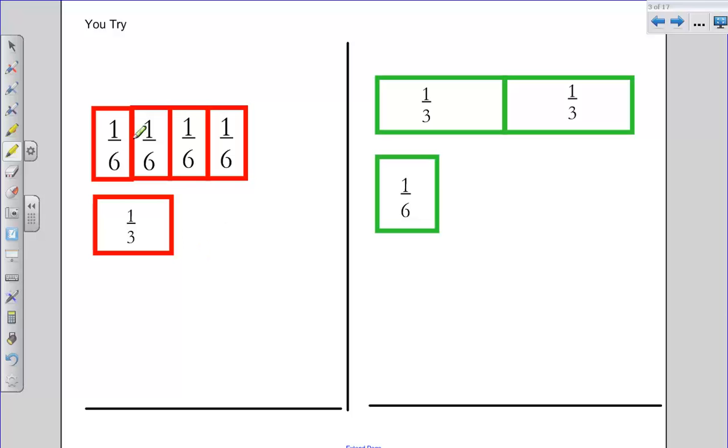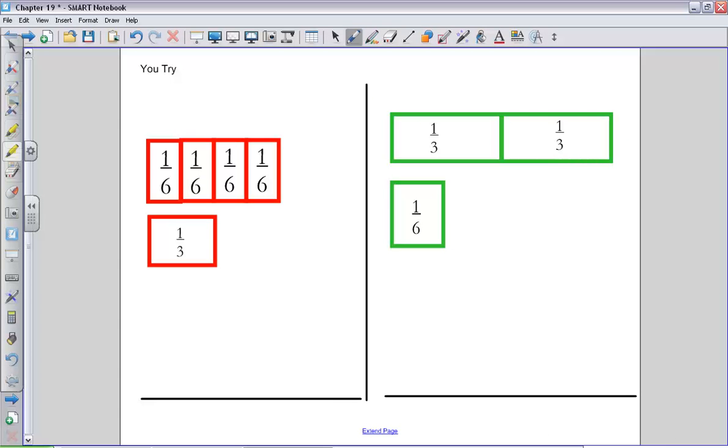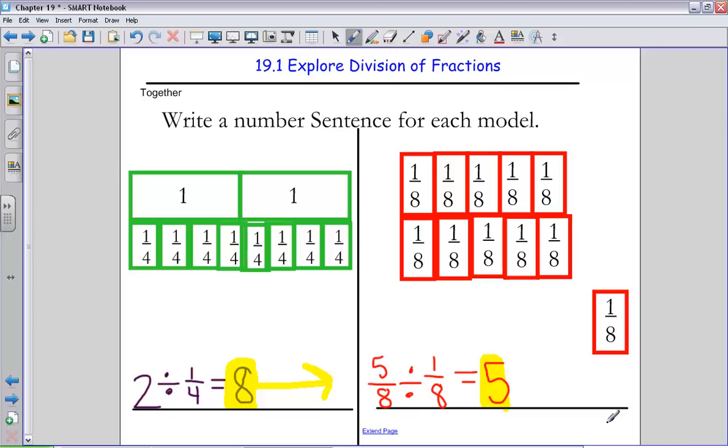My quotients are going to be bigger than my dividend. All right. Now, you are going to try these by yourself. Again, you are writing a number sentence for each model. Write a number sentence for the model. And I will see you back in just a few minutes.